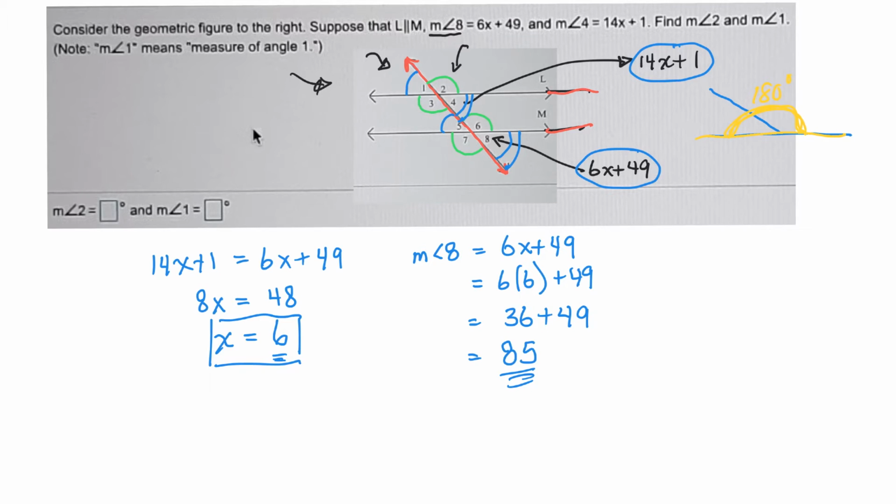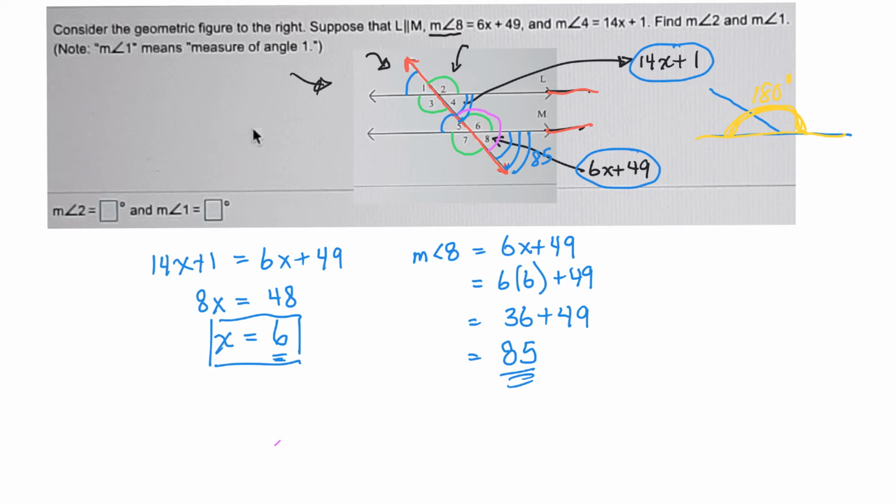So if we're looking at the measure of angle 8, right here is 85 degrees, then this whole thing, what color can I put this in? I'm running out of colors. Let's go, how about a nice fuchsia? Okay, so the measure of this whole angle there, that's 180 degrees.